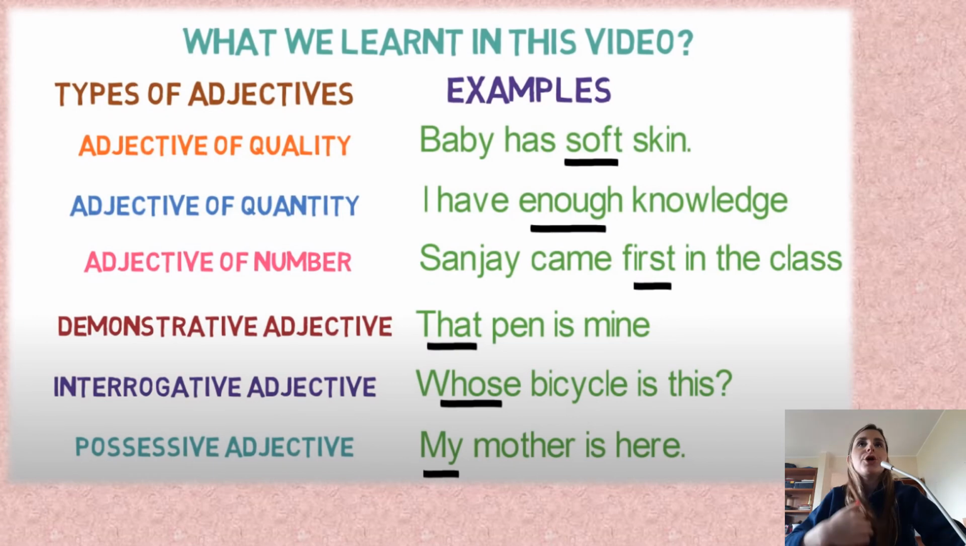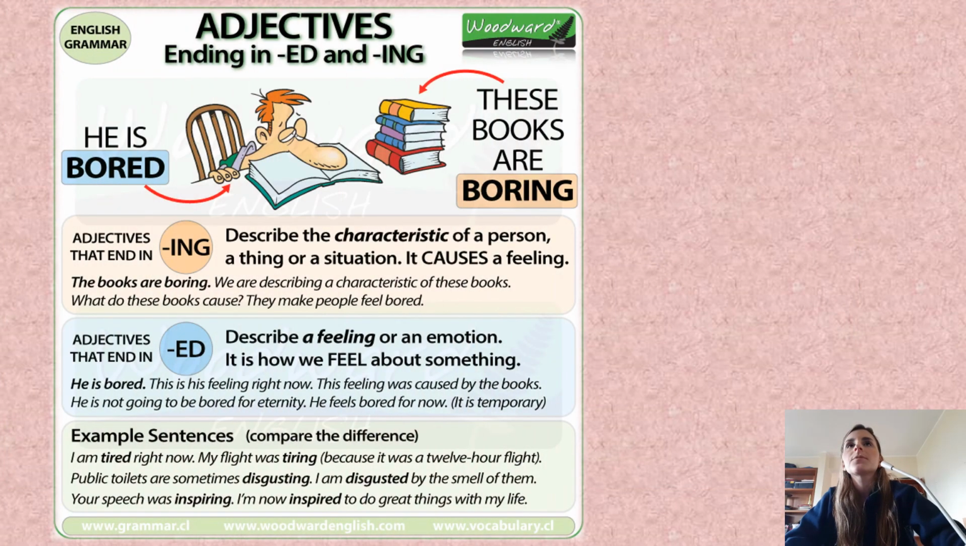So what we have learned in this video, types of adjectives and examples of them. So here you have some of them. Here I attach a chart about the adjectives that end in ed and in ing. For example, he is bored, or these books are boring. So we have adjectives that end in ing and adjectives that end in ed too.